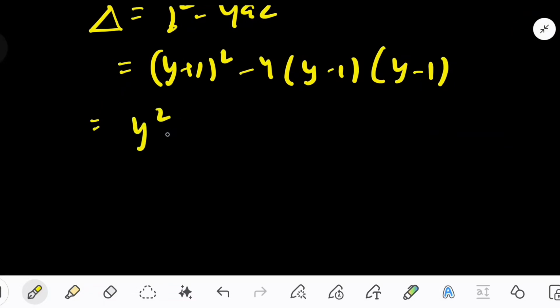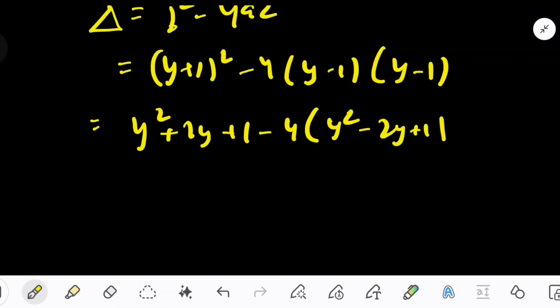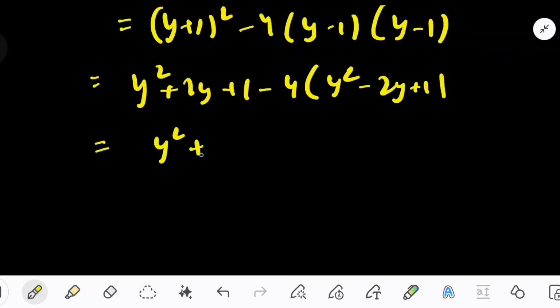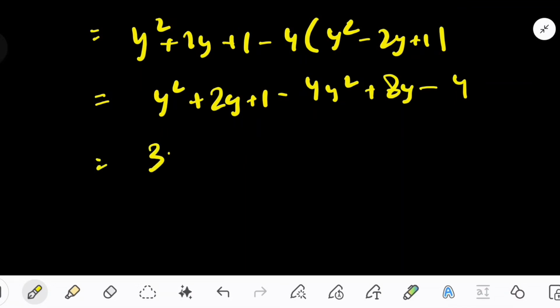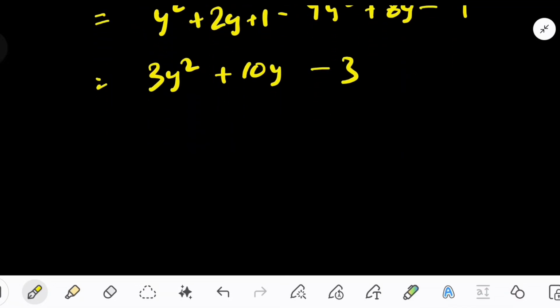Let me solve this, then I will tell you something. y square plus 2y plus 1 minus what is this expression? This will be 4 times y square minus 2y plus 1, correct? So you get y square plus 2y plus 1 minus 4y square plus 8y minus 4, correct? So it is negative 3y square plus 10y minus 3.